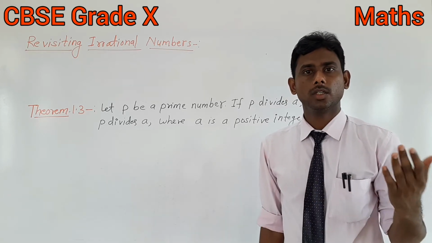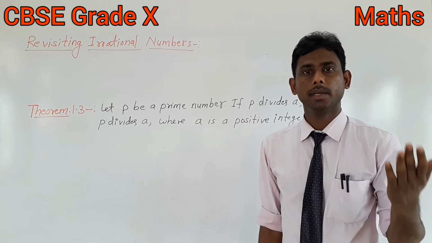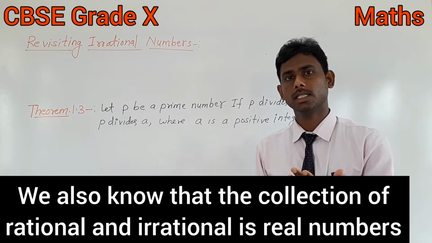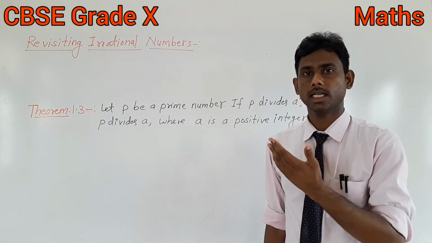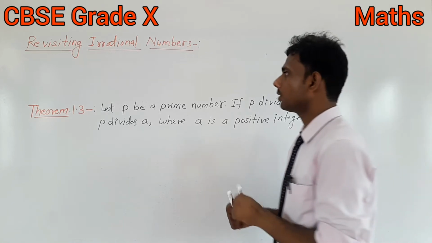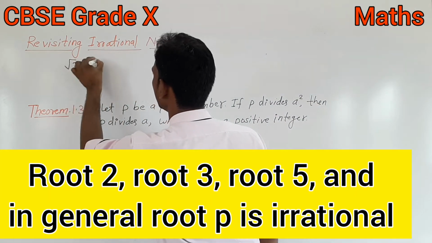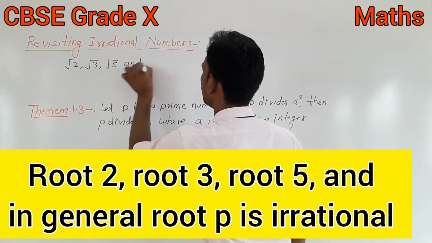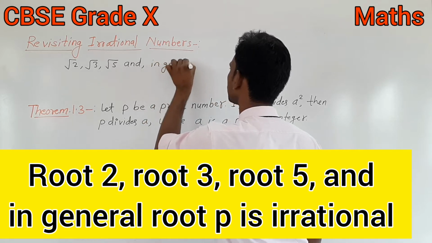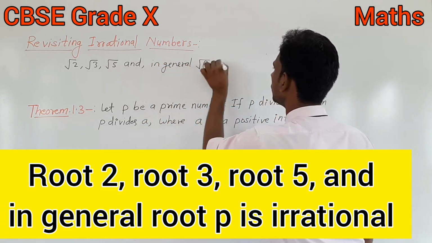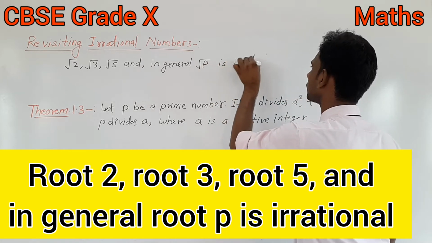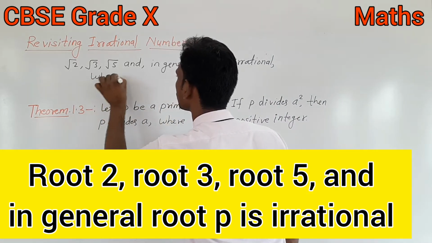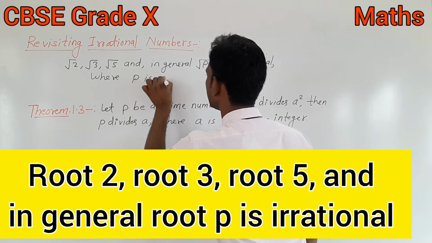In class 9, you were introduced to irrational numbers and many of their properties. We also know that the collection of rational and irrational numbers is the real numbers. But in this section, we will prove that root 2, root 3, root 5 and, in general, root p is irrational, where p is prime.